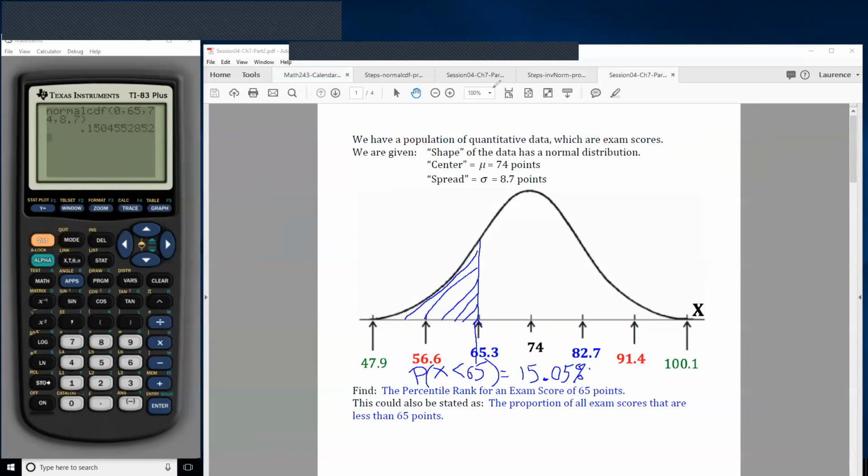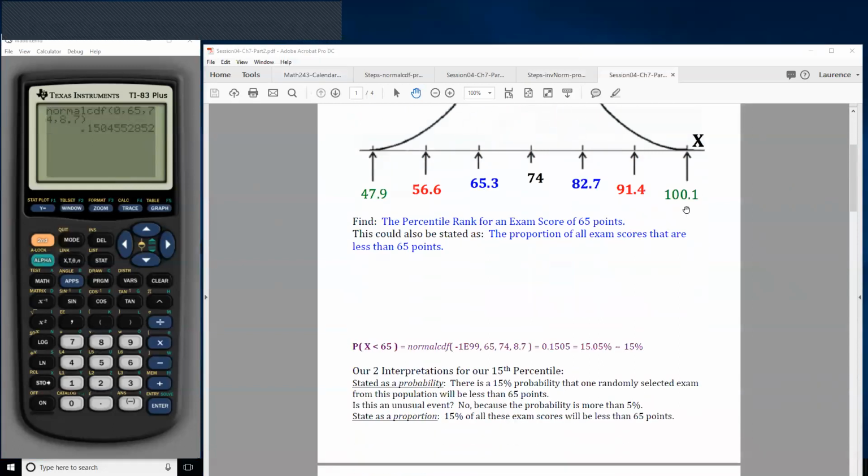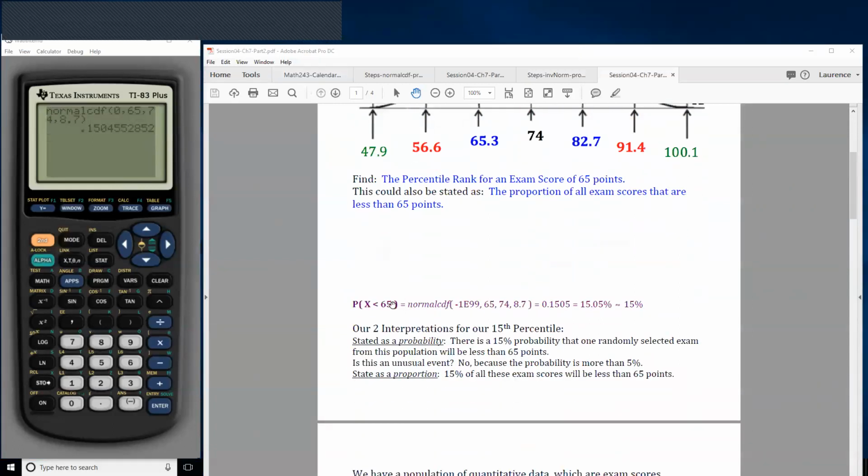Okay, now let's clear this off. And you can see it in a much neater, tidier format. And so 15% probability that one randomly selected exam score from this population will be less than 65 points. And that's not unusual because that's way bigger than 5%. And you could say 15% of all these exam scores are going to be less than 65 points.